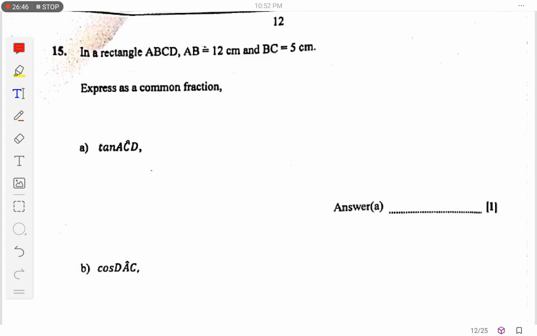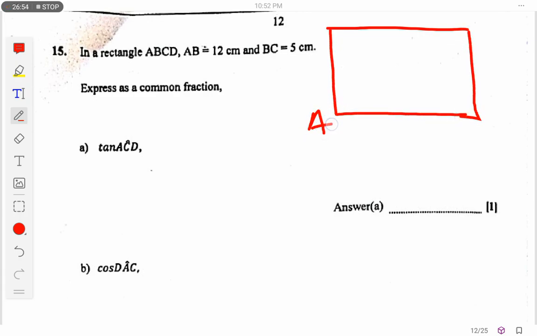We have a rectangle ABCD. Let me just draw the rectangle: A, B, C, and D there. We are given that AB is 12, BC is 5.